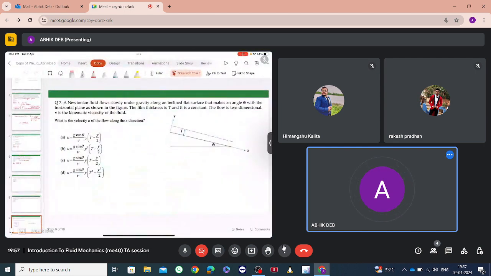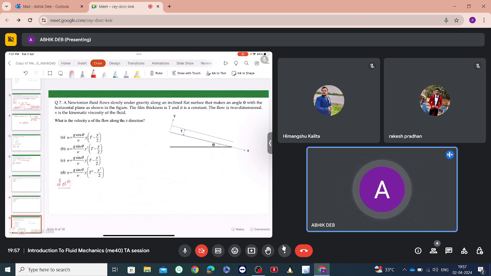So a Newtonian fluid flows slowly under gravity along an inclined flat surface that makes an angle theta with the horizontal plane, as shown in the figure. The film thickness is T and it is constant. The flow is two-dimensional. Nu is the kinematic viscosity. So we have been asked to determine what is the velocity u of the flow along the x direction.